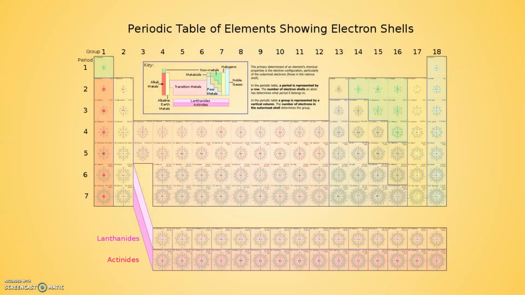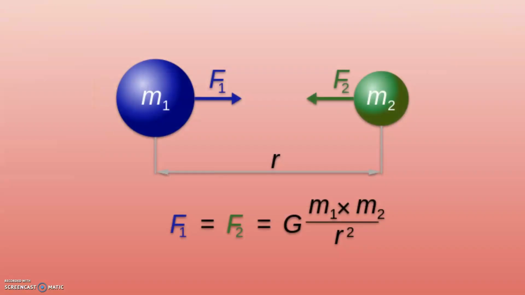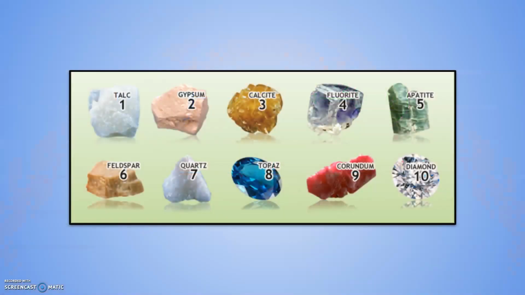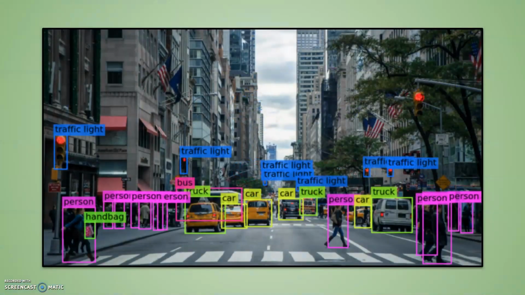For example, the periodic table shows the electronic relationships between different elements. Newton's law of universal gravitation shows the gravitational relationships between different mass systems. The Mohs hardness scale shows the strength relationships between different minerals. And a computer vision model shows the visual relationships between different images.